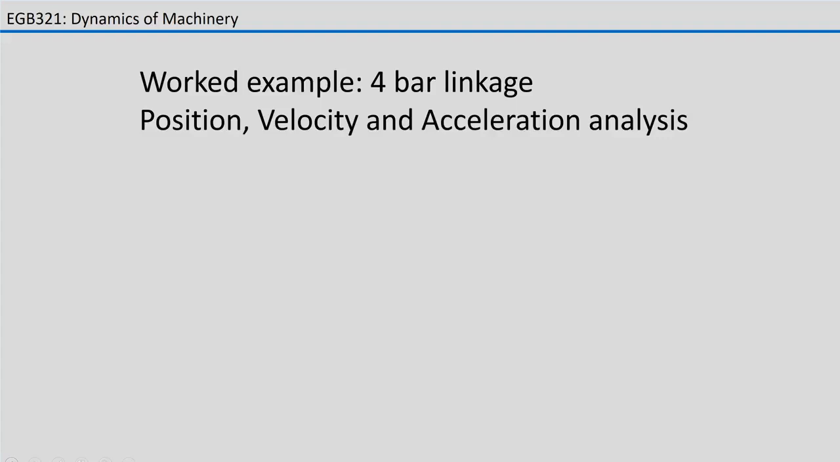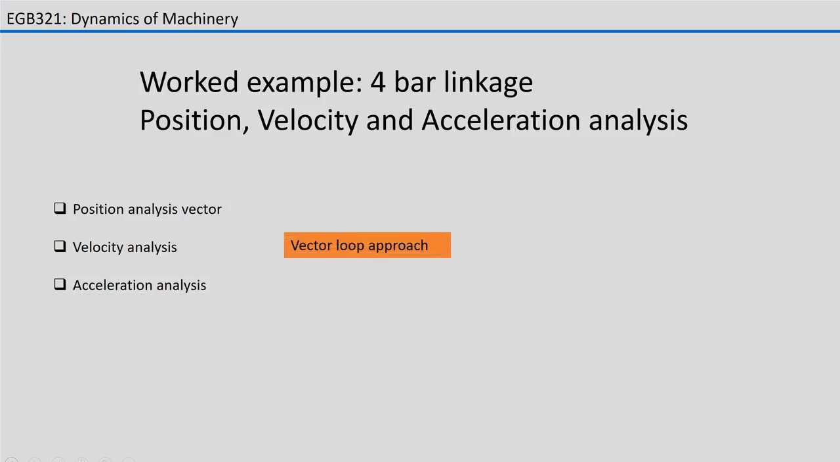Hello everyone, welcome to this week's video tutorial. Today's topic is a worked example of a 4-bar linkage. We'll analyze position, velocity and acceleration using the vector loop approach.